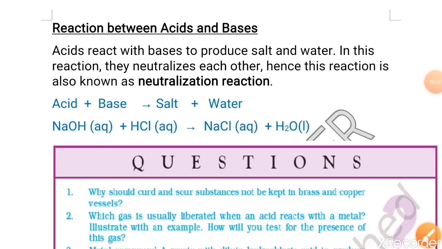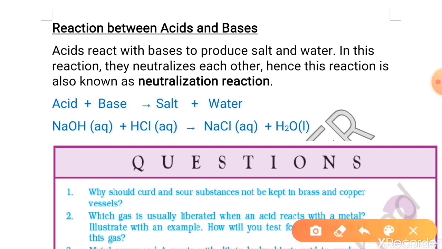Hello students, in previous classes we studied about chemical properties of acids and bases. Today we will see how acid and base react with each other. When an acid reacts with a base, they produce salt and water. In this reaction they neutralize each other, hence this reaction is also known as a neutralization reaction.